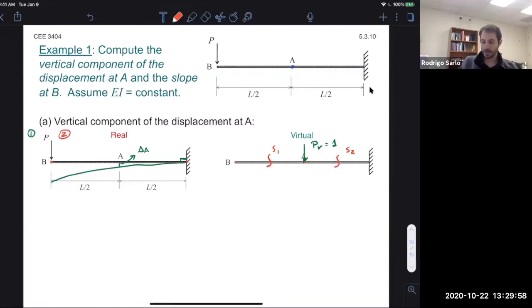But because I split it in the virtual system, I need to have an equal split in the real system as well. So I'll go ahead and define section 1 and section 2 in my real system as well. All right. So that's step 2, pretty easy.